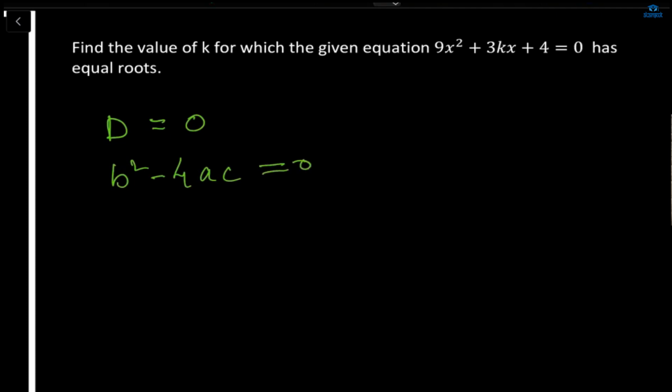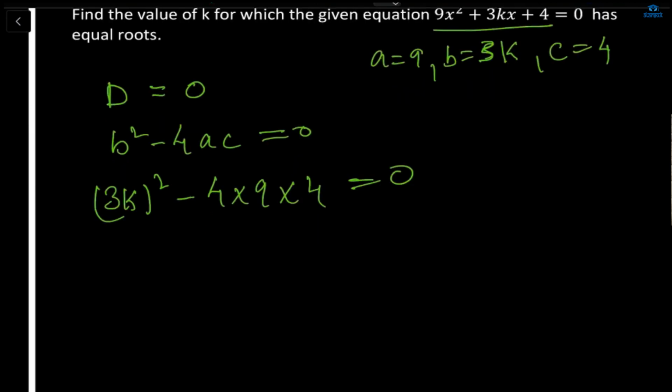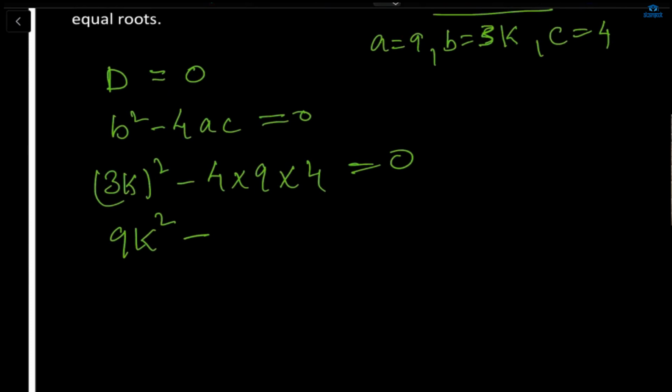Now, what will be the value of b? If you compare this equation, the value of a will be equal to 9, b will be equal to 3k, and c will be equal to 4. Now, b square is 3k square, minus 4 times 9 multiplied by 4, will be equal to 0. So if you multiply, 9k square minus 144 is equal to 0.